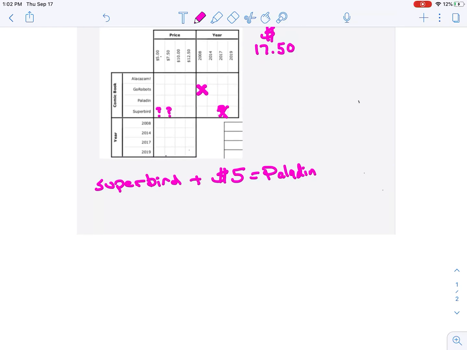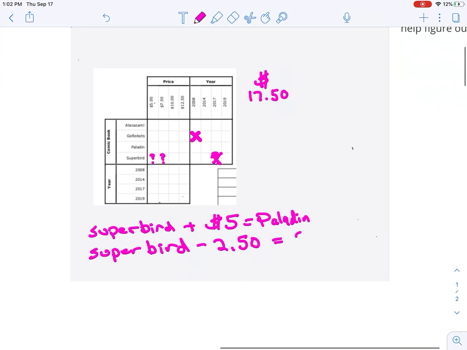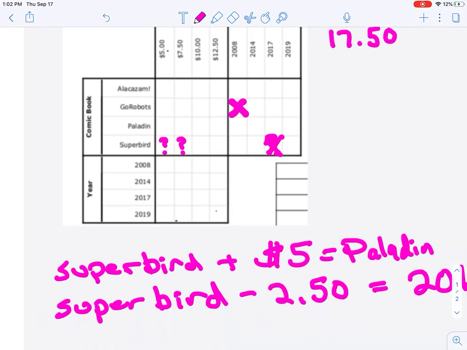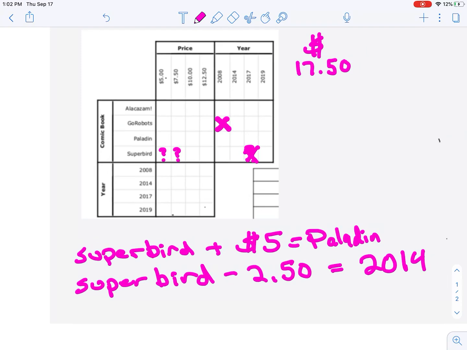So I also know that Superbird, whatever it is, minus $2.50 has to be whatever this thing is from 2014, okay? So remember how the price for Superbird was one of these two question marks here? And we said that it had to be there because when you add $5 to it, it can't go over $12.50. So this time we're taking $2.50 away, and that's the price of the comic book from 2014. Some of you might be able to see the answer here.